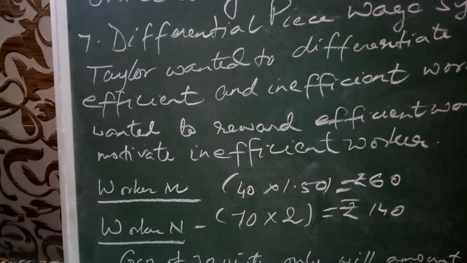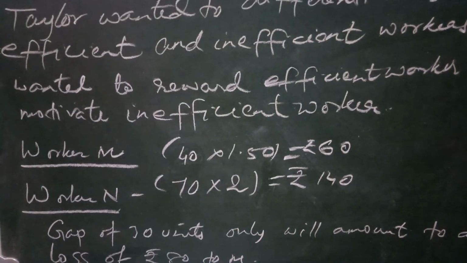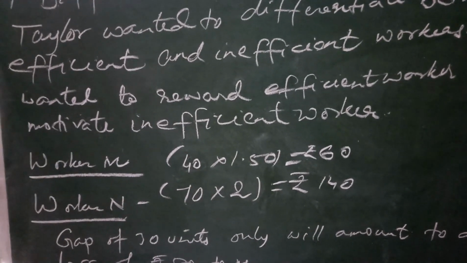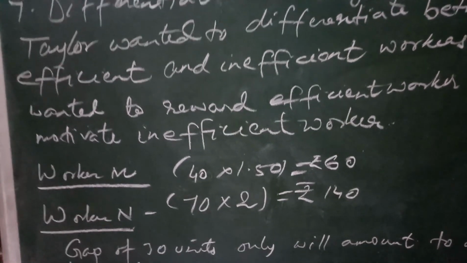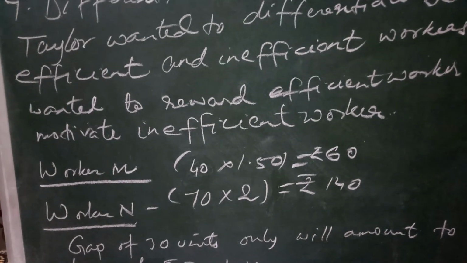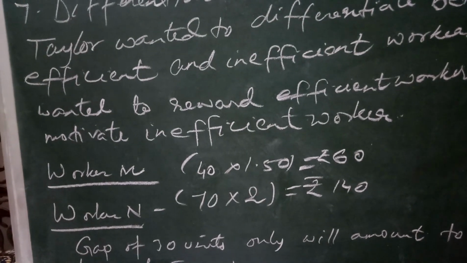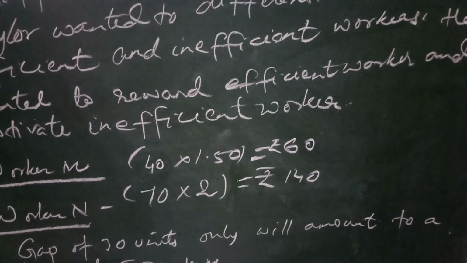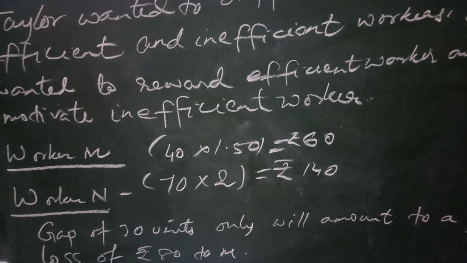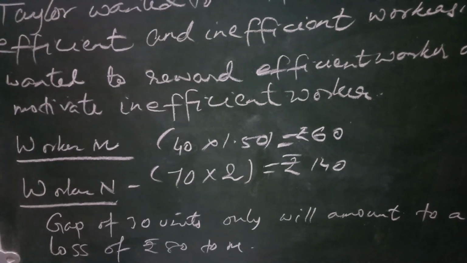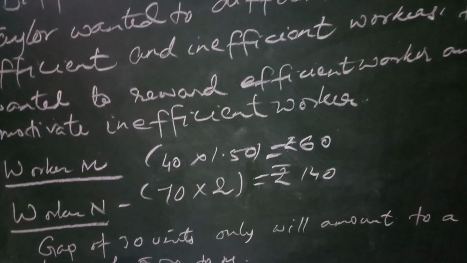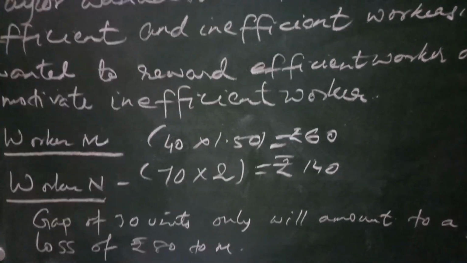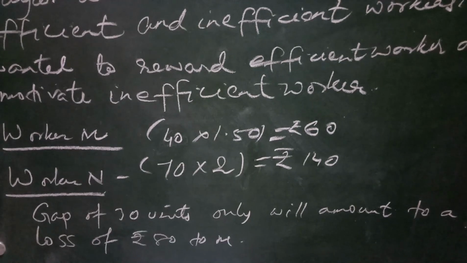The wages of the worker can be calculated using the following formula: wages equals actual output into wage rate. Let us take an example. Gupta Limited gives rupees 2 per piece to a worker who produces 50 units or more in one day, and rupees 1.50 per unit if he is producing less than 50. So here the standard output per worker is 50 units. If a worker is producing 50 or more units, he is getting a wage at the rate of rupees 2, and if he is producing less than 50 units, he is getting 1.50.